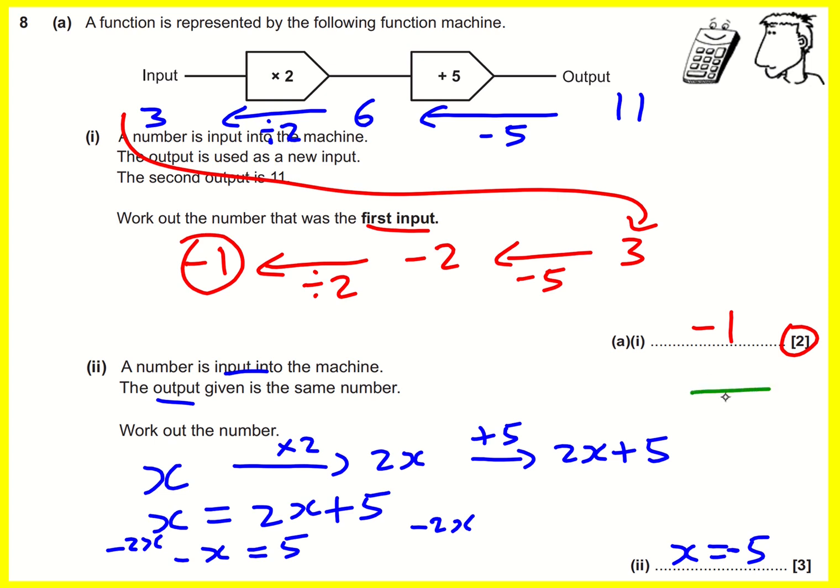That's the answer, and you can check it, you can put it back into the function machine if you like. Second way of solving this equation would actually be to minus x from both sides, and you'd get 0 equals x plus 5.